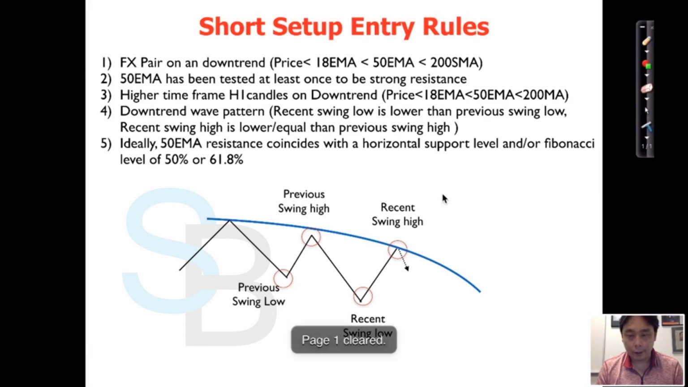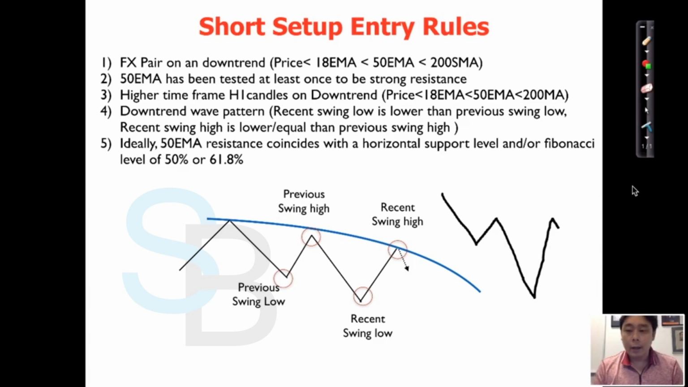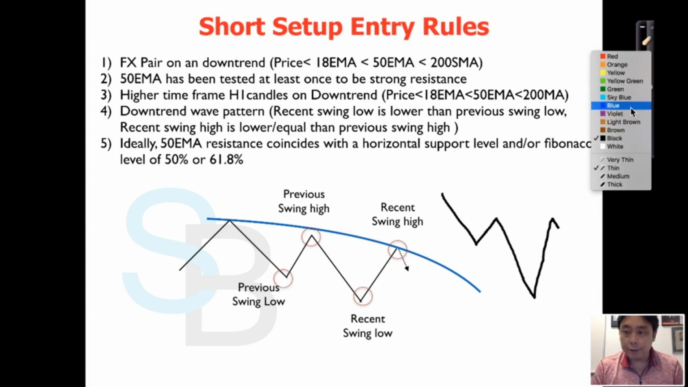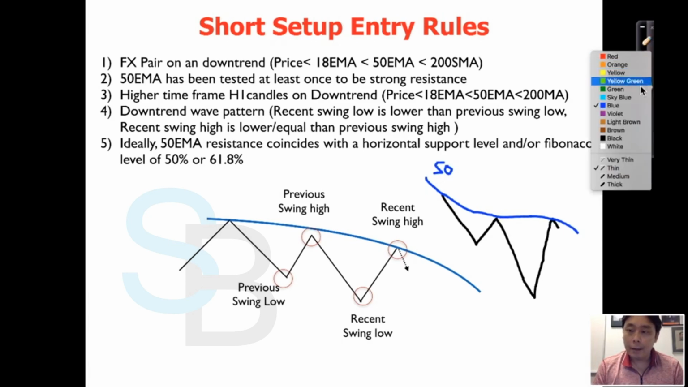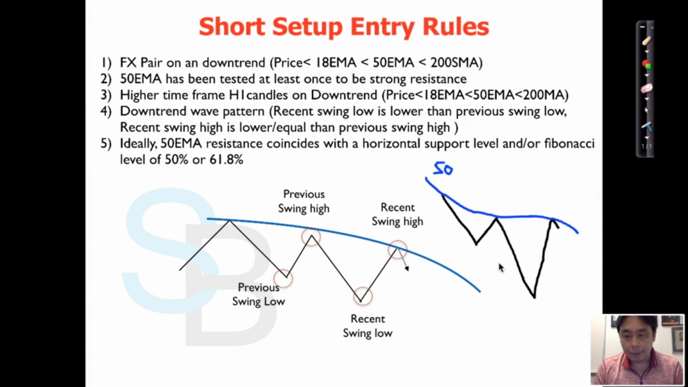Let me draw that again. Like so. Okay. So again, this is the 50 moving average. Say this is a 50 moving average like that. In this case, you can see that this is the recent swing low, and that's the previous swing low. Right? So recent swing low is lower than previous swing low, lower low. Right? That is one of the criteria.